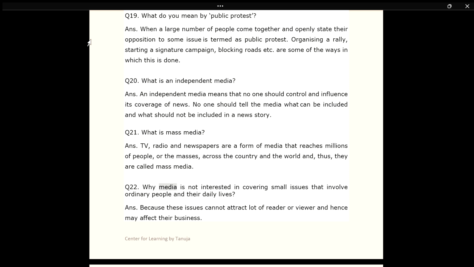Q22. Why media is not interested in covering small issues that involve ordinary people and their daily lives? Ans. Because these issues cannot attract lot of reader or viewer and hence may affect their business.